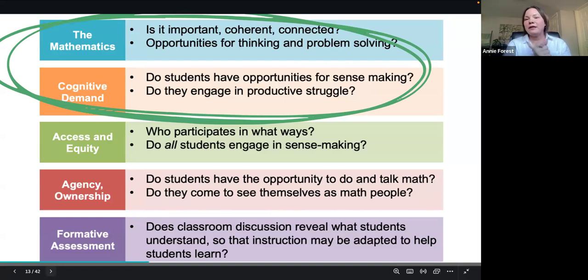So first, we're really going to be thinking about the math. Like, is what we are doing, if we're going to open up these problems, grade level appropriate? Is it the content that we want? Is it giving opportunities for thinking and problem solving? And then also that idea of cognitive demand. And sometimes the synonym for that could be productive struggle. But do students actually have opportunities to make sense of things? And do they have this chance to engage in productive struggle?